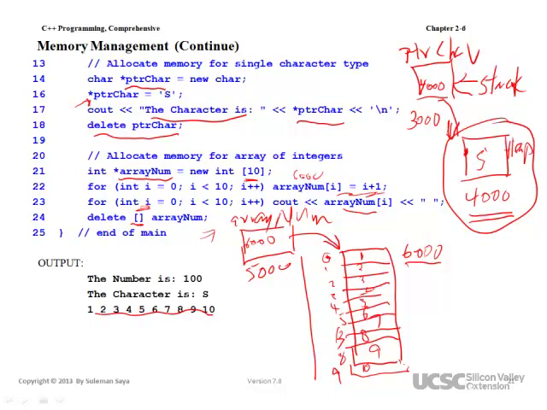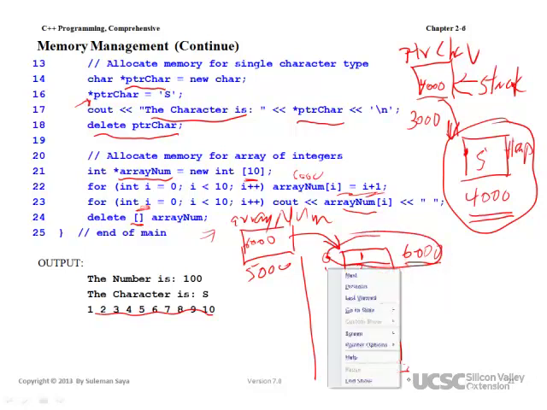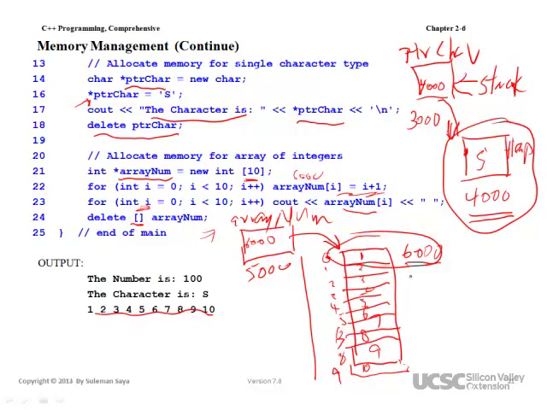If you forget to put in these square brackets, what will happen? It actually will just delete the very first element. That's it. The rest of the elements will be in the memory. All these will be in the memory if you forget to put this square bracket right here. And that will be considered as a memory leak.